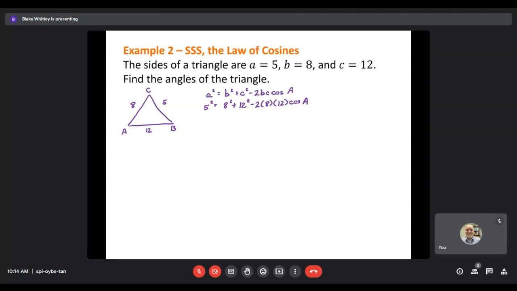Now at this point, since the right-hand side is not all numbers, we actually have a variable over there, we're going to need to simplify this step by step first so that we can actually solve for that angle. 5 squared gives us 25. 8 squared is 64. 12 squared is 144. 2 times 8 times 12 gives us 192, and then cosine of angle A.